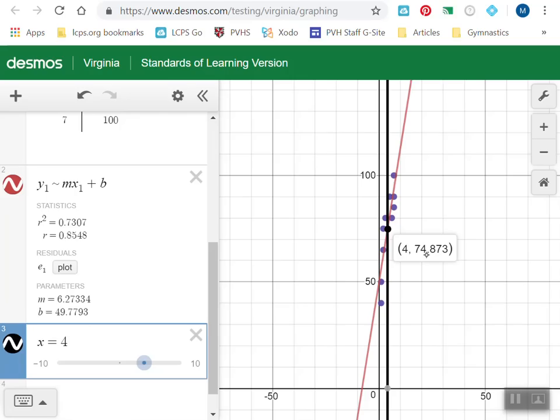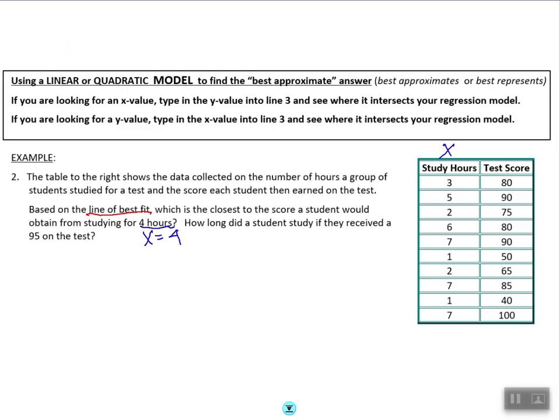I know that the x is 4, I'm trying to find the y. So if you look here, the y value is 74.873. So this means that this person probably got about a 75 on their test. So this would be about 75% if they studied for 4 hours.